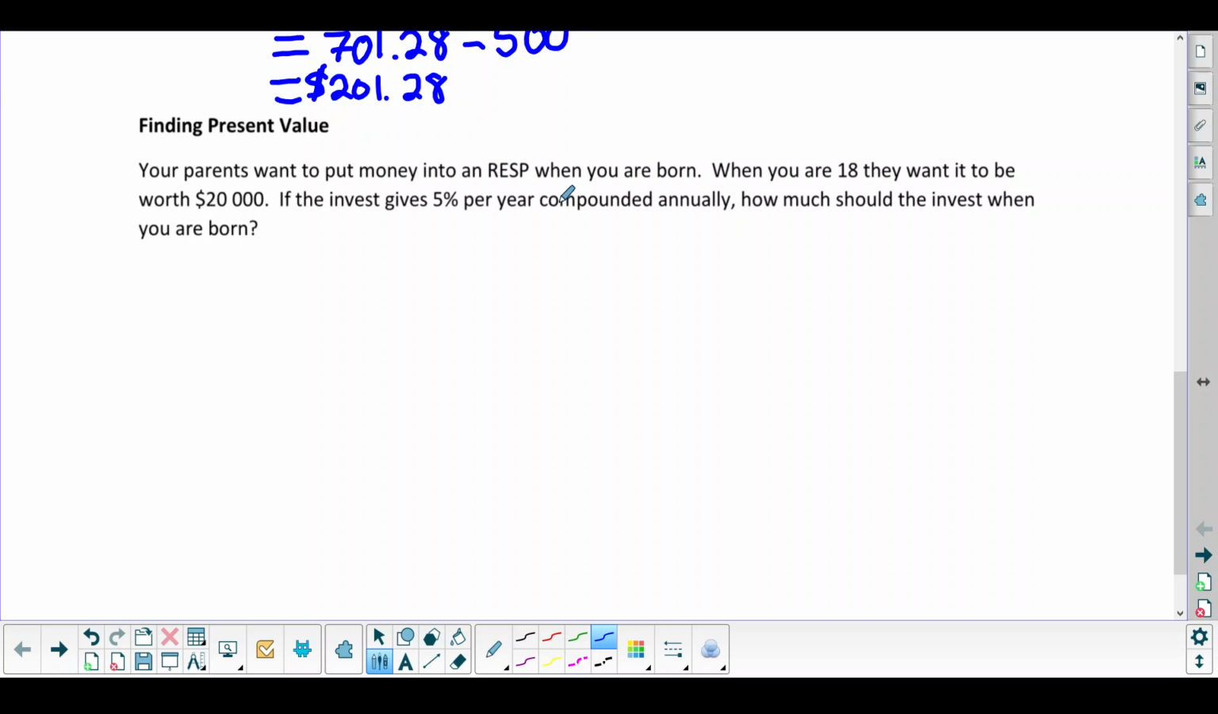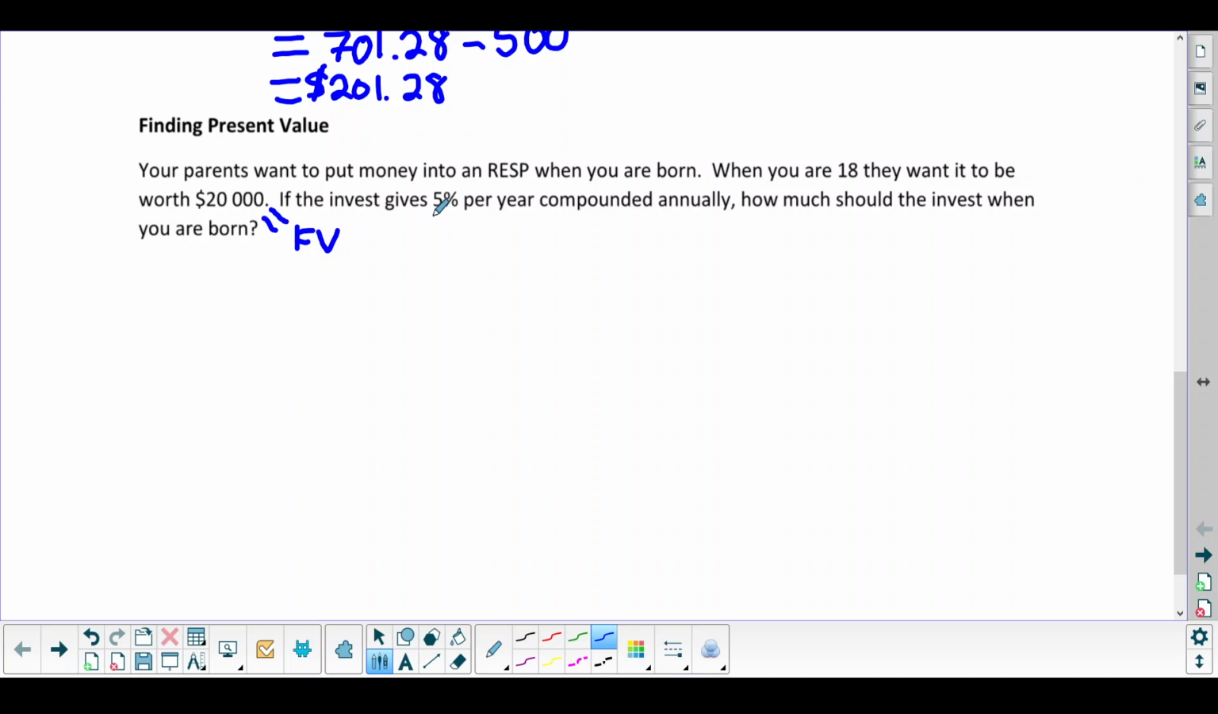And then the idea is when the child turns 18 or when they have post-secondary related expenses, for university or college, then that money can be used to pay for those things. So it's a way for parents or relatives to save for their children's education, because those aren't free, at least in Ontario. This question says when you were 18, they want it to be worth $20,000. That's not enough to pay for 4 years of university, but that's still more than $0. So at the end of the investment life, they want it to be $20,000. That is the future value.